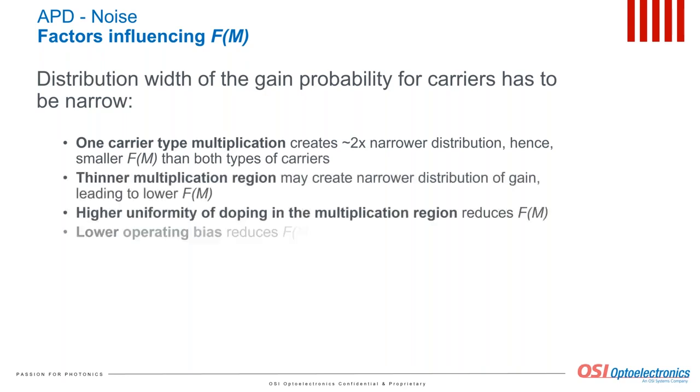First, choosing the structure in which only one carrier type participates in multiplication. This creates twice narrower distribution and hence smaller excess noise factor. Second, a thinner multiplication region may create narrower distribution of the gain and hence lower F factor value. Third, higher uniformity of doping in the multiplication region also makes the distribution narrower and reduces the excess noise factor value. And of course, the last, lower operating bias reduces the F factor value as well. We will discuss some of these approaches later during this presentation.